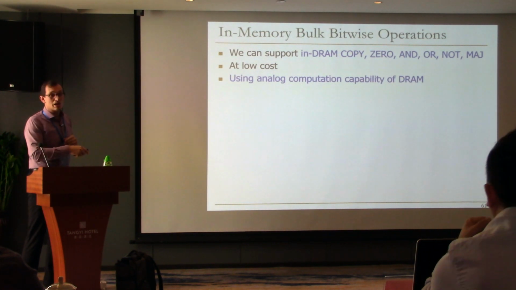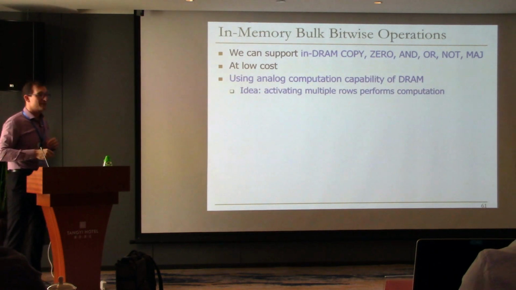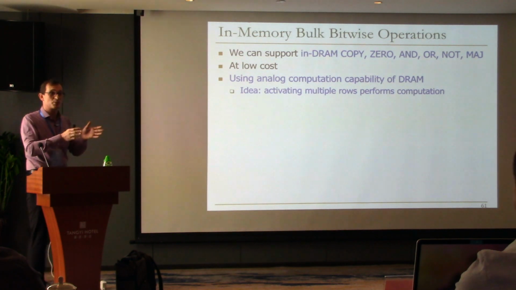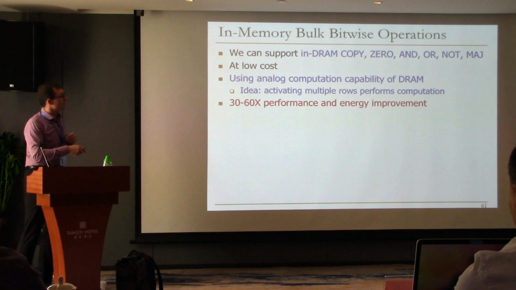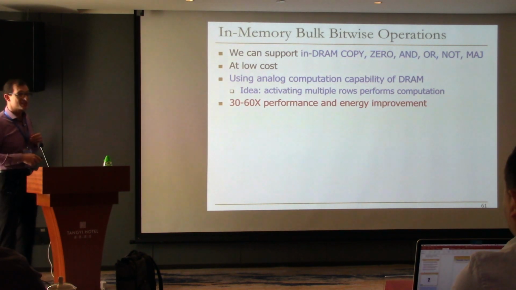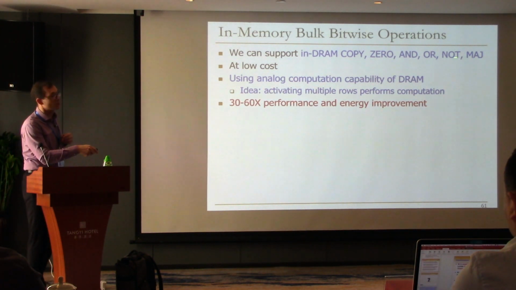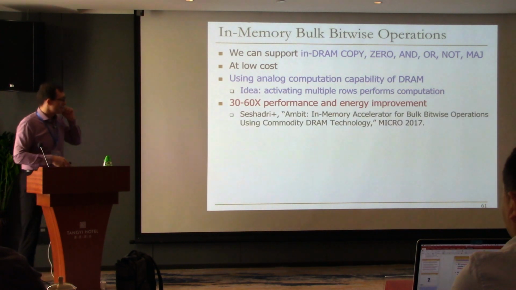Basically, we can use the analog computation capability of DRAM. The idea is very simple. You activate multiple rows, and that performs computation. I'm going to give you the example in a little bit. And this leads to significant performance and energy improvements, 30 to 60x, for the bitwise operations AND, OR, NOT, and majority. And I'll talk about this paper.